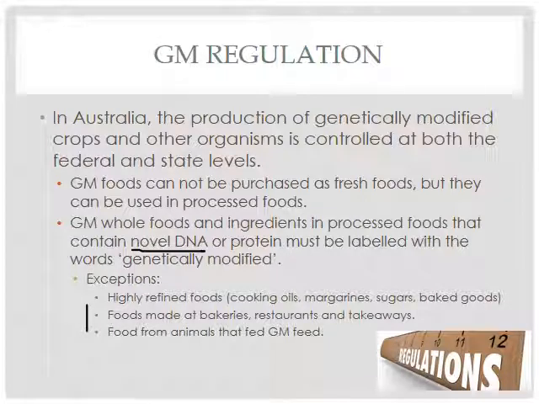So really highly refined foods such as oils, margarine, sugars, baked goods. Foods made at bakeries, restaurants and takeaways, so they could be using genetically modified ingredients, but they don't need to tell you that they are. Food from animals that are fed with GM feed. So these animals aren't genetically modified themselves, but they're being fed on a genetically modified type of food. So they would be your three exceptions where you're not being made aware that what you're consuming has been influenced by genetic modification.